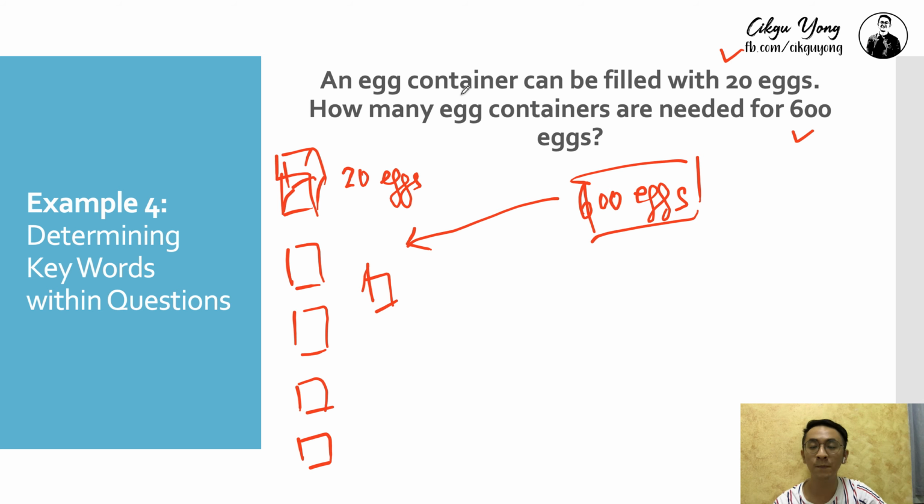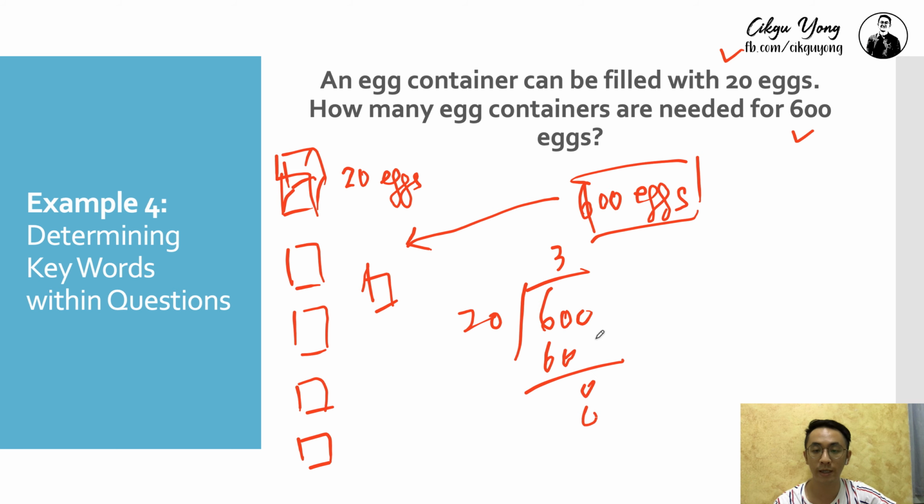Division normally at your level, you are required to perform by using a bigger number divided by a smaller number. So for this situation, it will be 600 divided by 20. So just perform accordingly again. And here you go, you get the final answer, right?